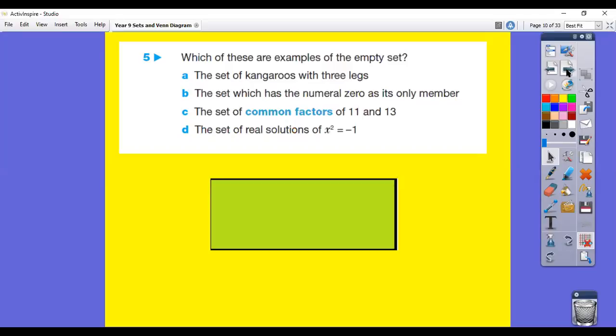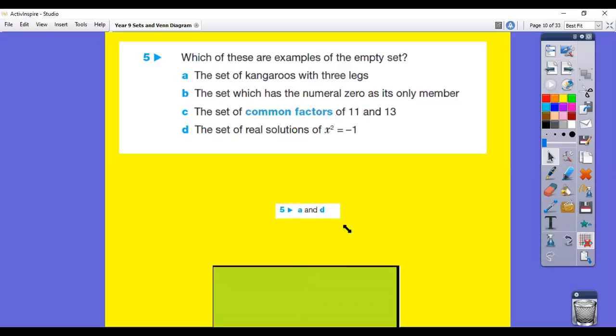Part B, the set which has the numeral 0 as its only member. C, the set of common factors of 11 and 13. And D, the real solutions of x squared equals -1. So if we look at the answers, the only ones which are examples of the empty set are A, the kangaroos with 3 legs, and D, the set of real solutions of x squared equals -1. Okay?